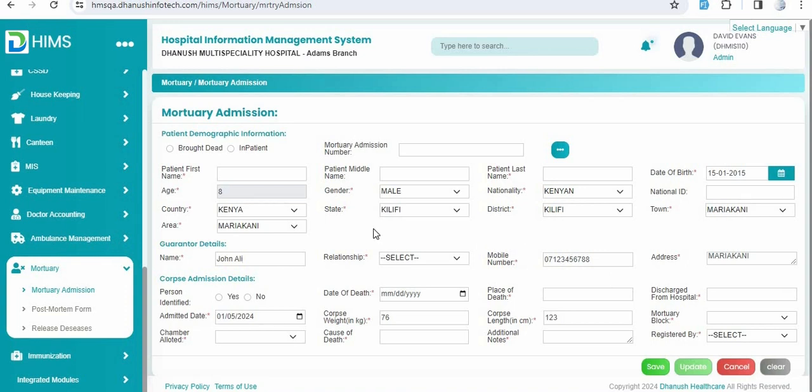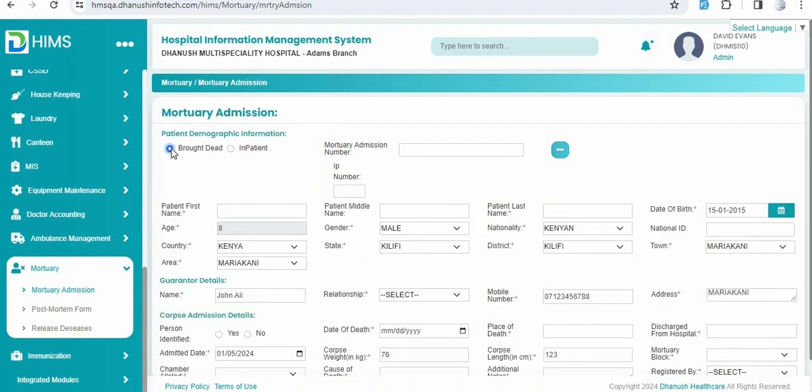Under the Mortuary Admission module, there are two types of admissions. One is where the person was already deceased when being brought in, and the other is when the person was admitted at the facility. To admit a person who was brought already deceased, the user has to click on the Brought Deceased button. They then have to fill in the person's details.